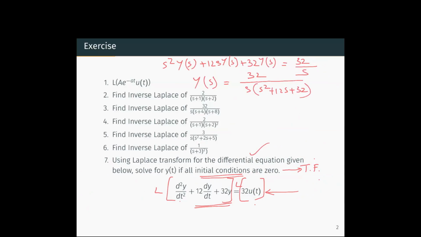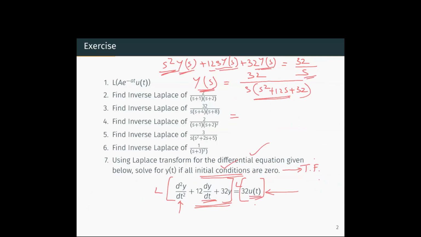Now we have taken the Laplace of the second derivative, so it will be s square y of s. They have given that the initial conditions are 0. And for the first derivative, the Laplace would be s into y of s, and you multiply it with the coefficient 12. And for the third term, 32 y of s. On the right hand side, you have 32 by s, since the Laplace of u of t, the step function, will be 1 by s. Now keeping y of s on the left hand side and taking all other terms on the right hand side, you will get 32 by s into s square plus 12s plus 32.